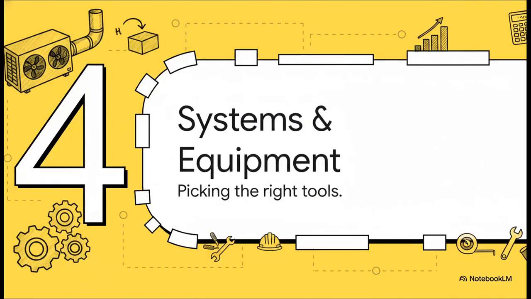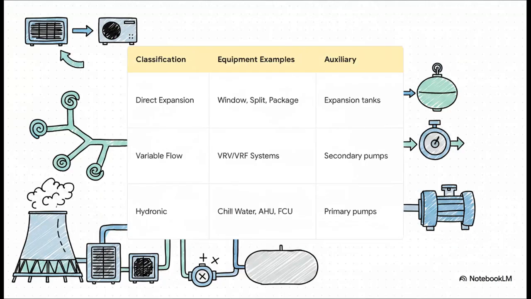All right, Section 4, Systems and Equipment. This is Module 4, where we focus on selecting the right tools for the job. Once you know the building's load, you have to sort through a massive, complex list of technical systems to pick the physical equipment. You'll learn how to categorize the whole shebang. We're talking everything from direct expansion window units and package systems to advanced variable refrigerant flow, or VRF systems. You'll even go all the way up to massive hydronic chilled water systems utilizing air handling units and fan coil units, along with all the auxiliary pumps that keep them running.